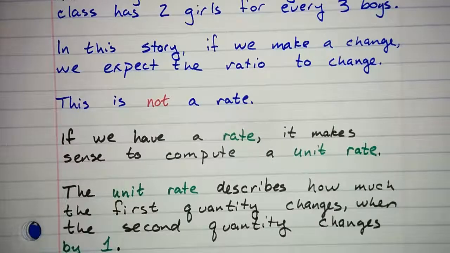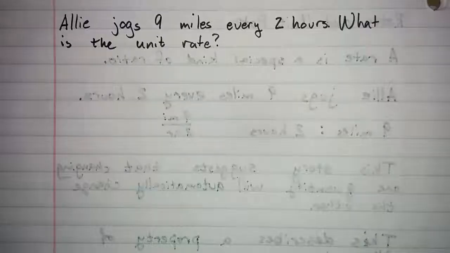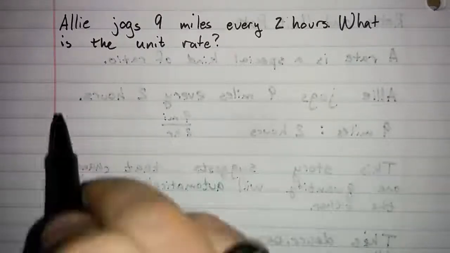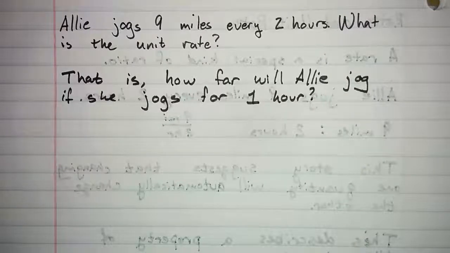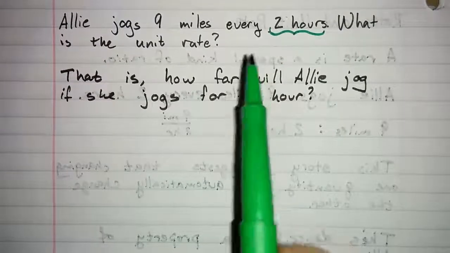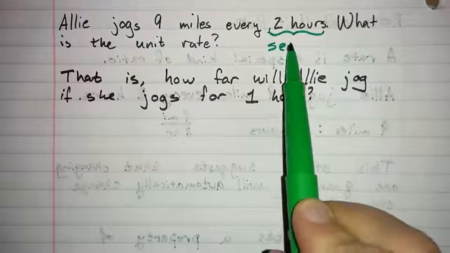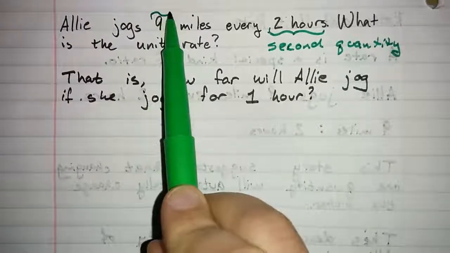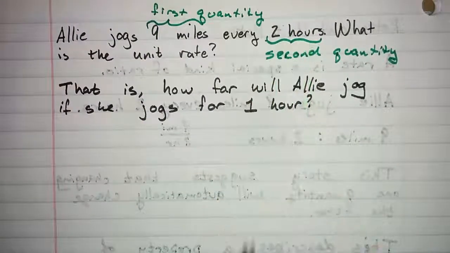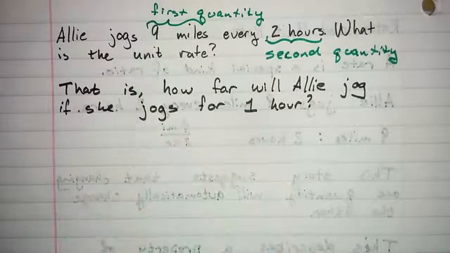Let's see an example, just to see what we mean here. Suppose we know that Allie jogs 9 miles every 2 hours, and we want to know what is the unit rate. That is, how far will Allie jog if she jogs for 1 hour? Now, why did I choose 1 hour? Notice the time is the second quantity. The distance is the first quantity. So we're asking, when the second quantity, the time, changes by 1 hour, what will the first quantity, the distance, change by?